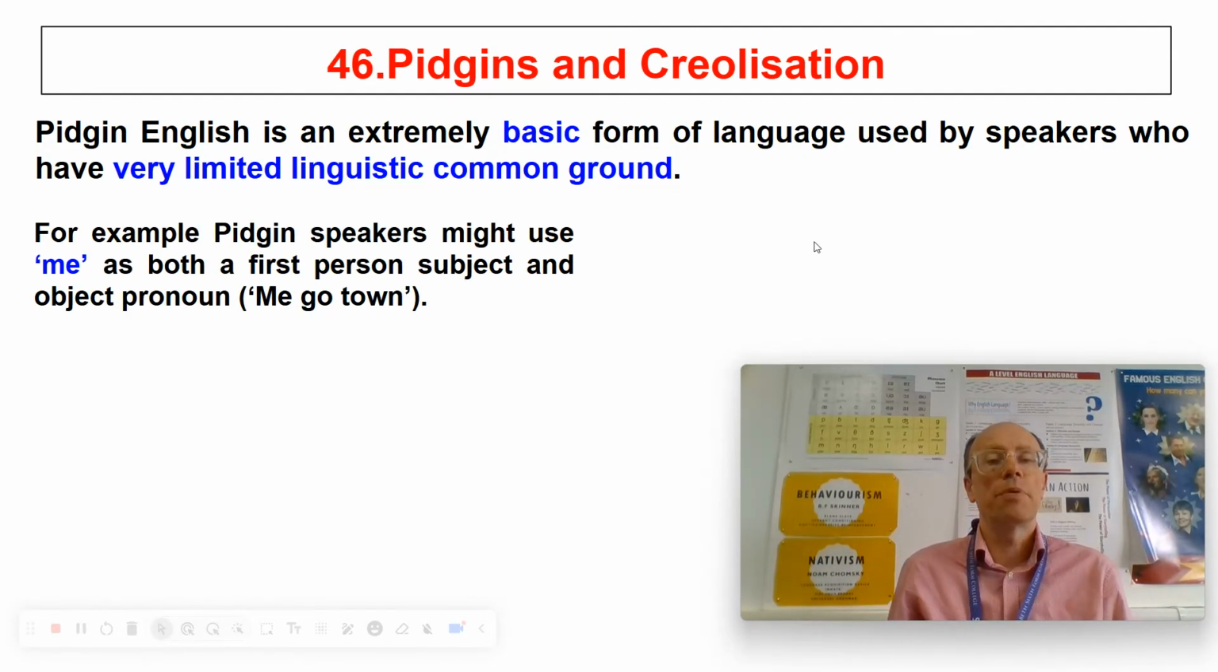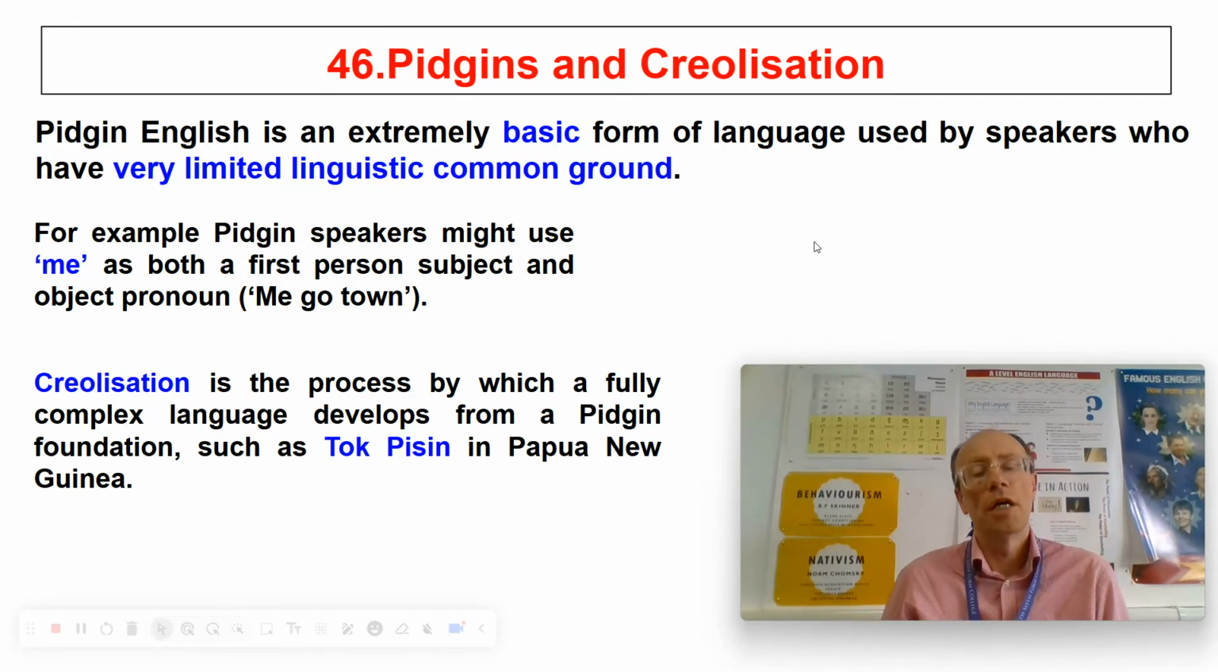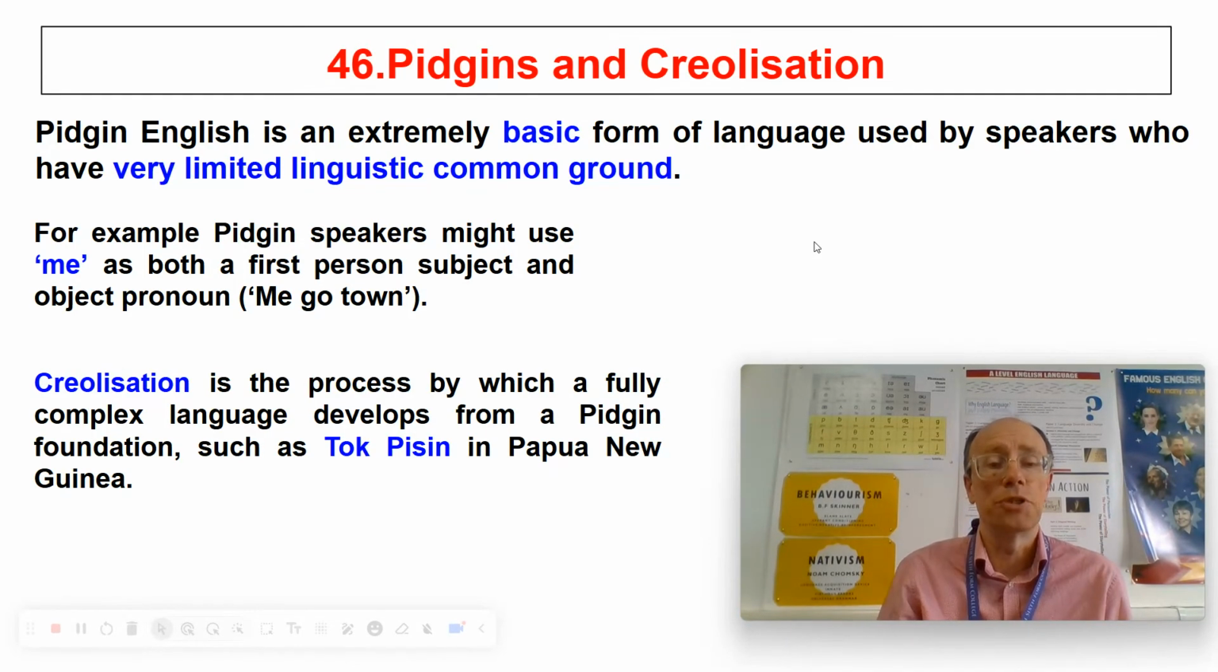So for example, Pidgin speakers might use "me" as a first person subject and object pronoun. They might say something like "me go town". Okay, so it's a very stripped down form of language. What happens when two speakers of Pidgin get together and have children? Well, their children don't speak Pidgin, their children speak Creole.